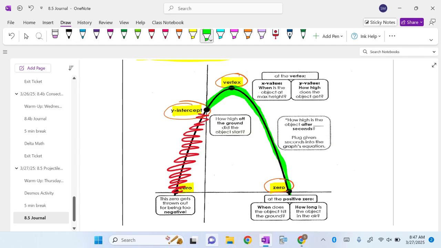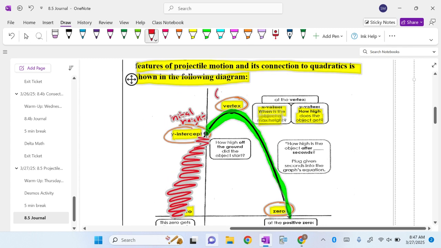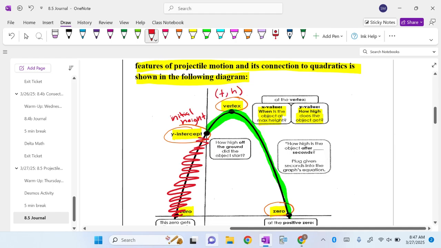So just to recap, your y-intercept is how high off the ground the object started at. In other words, it's its initial height. Your vertex, the x value is when the object is at its max height, and the y value is how high the max height is. So essentially, if you looked at it as a point, (t, h), t being the time for your max height, h being the actual max height.